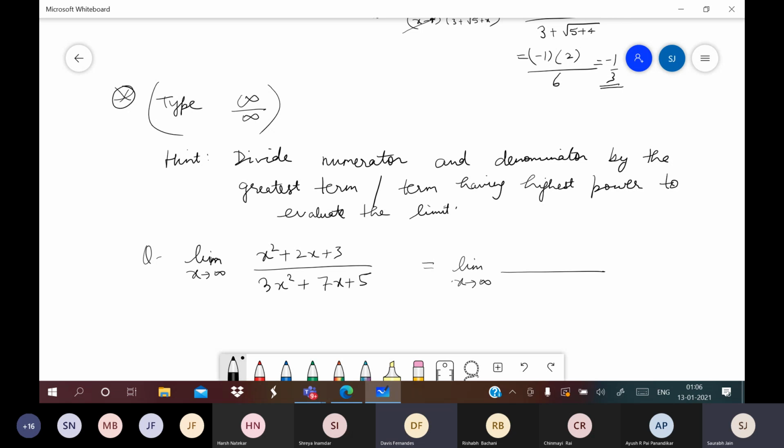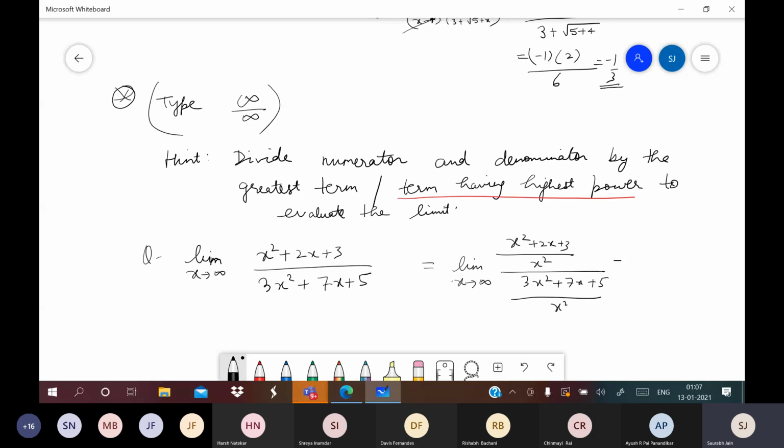So divide by x. Correct. Divide by x square. We divide numerator and denominator by x square because that is what is written here: divide by the term having highest power. So we can see that in numerator and denominator x square is that term. Let us divide it. So it is (x square plus 2x plus 3) by x square, and (3x square plus 7x plus 5) by x square.